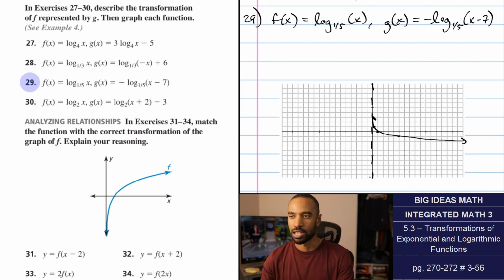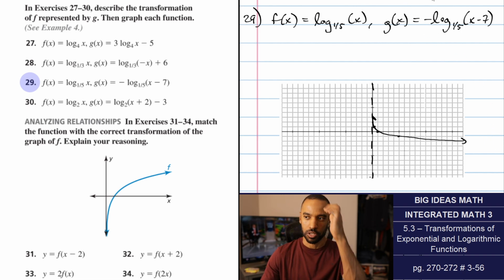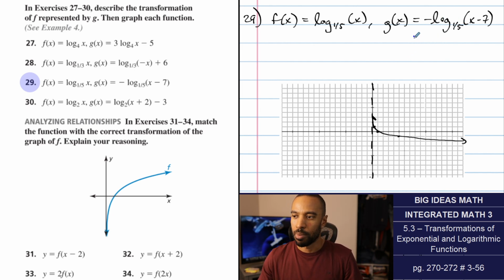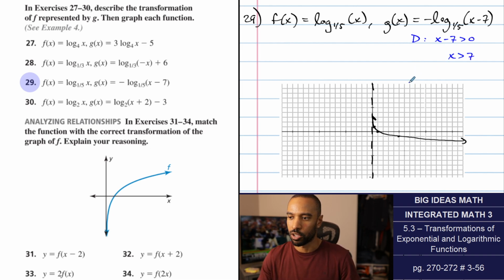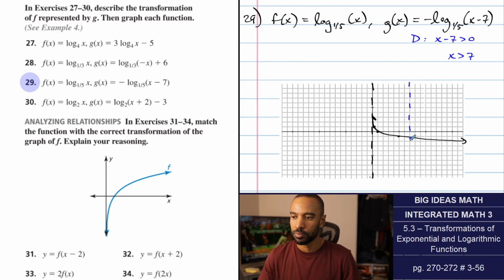G of x has the same 1/5 thing, only some other things are going to happen. First of all, domain says x minus 7 has to be greater than 0. Therefore, x has to be greater than 7. X equals 7 is now actually a vertical asymptote. This is a translation 7 units to the right.